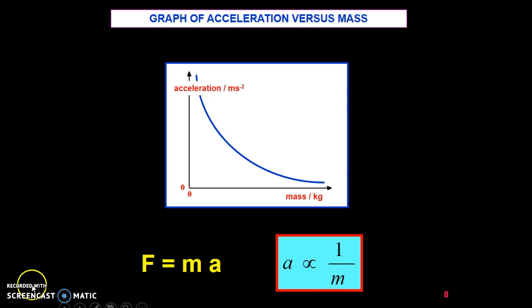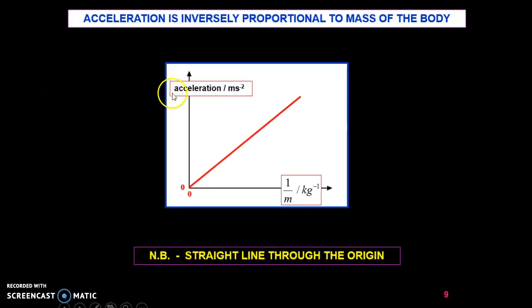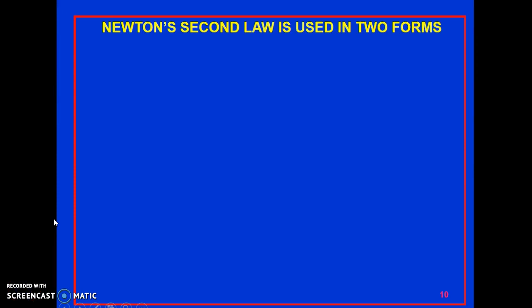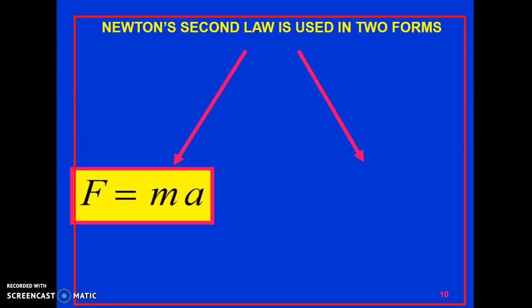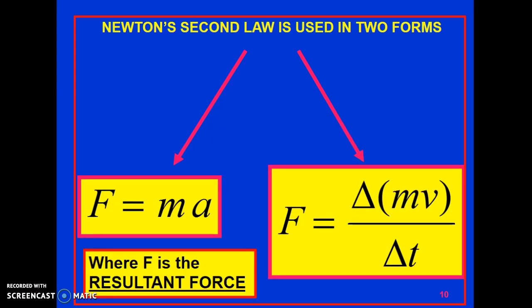We'll look more at graphs when we do the next internal. And so we can now plot a is proportional to 1 over m. So you can see here a plotted against 1 over m, and that again will give me a straight line through the origin. So to summarize, Newton's second law may be used in two forms: F equals ma, as well as F equals the change in momentum over the change in time, where F is called the resultant force, or the net force, or the unbalanced force.